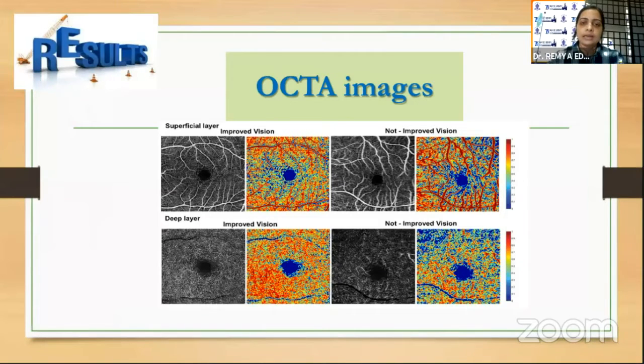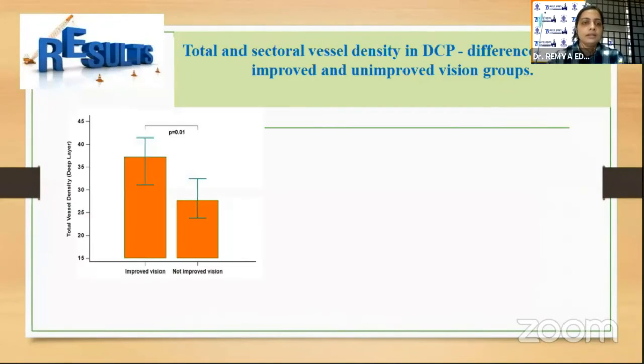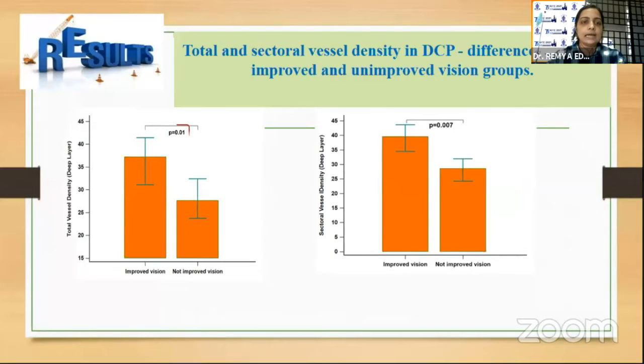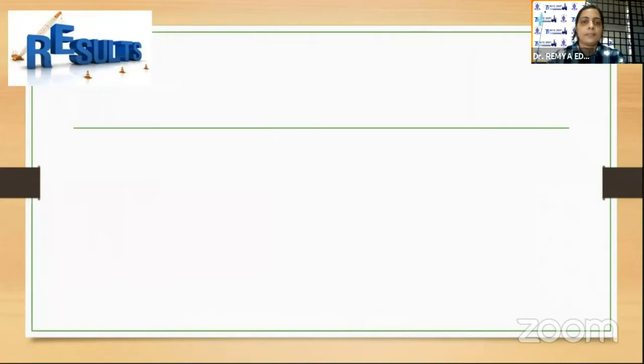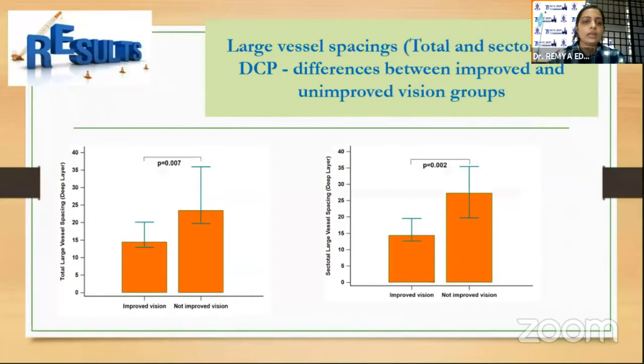Here, the warmer color indicates increased vessel density, and the cooler colors indicate decreased vessel density. You can see that only in the deep layer of improved cases is there more red, indicating increased vessel density in that layer, whereas in all the other 3 images, the cooler color is more. This is the total vessel density in the improved and unimproved eyes, showing a significant association. These are the total vessel spacing and the sectoral large vessel spacing in the improved and non-improved eyes, showing a statistically significant association.